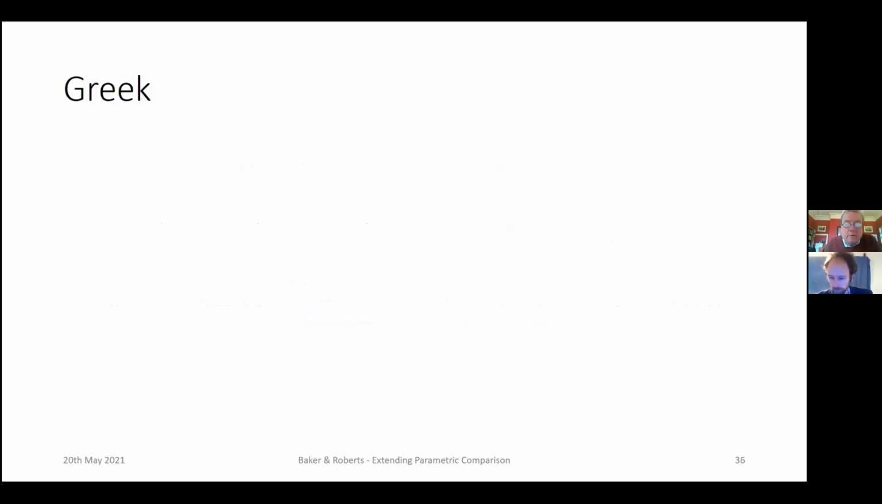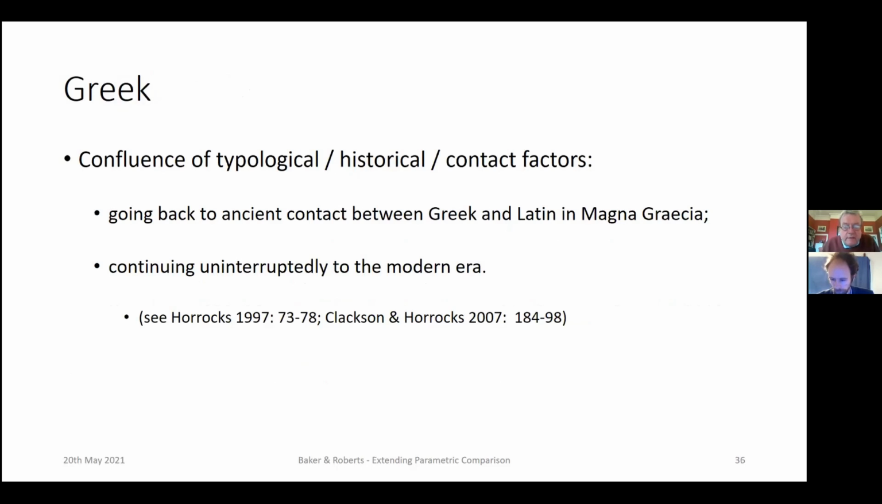The status of Greek in relation to Romance, which comes up absolutely consistently, probably reflects a confluence of typological, historical, and contact factors going back over 2,000 years to early contact between Greek and Latin in southern Italy, Magna Graecia, and contact continuing uninterruptedly to the modern era. We'll come back to this question of length of time of contact in just a moment.